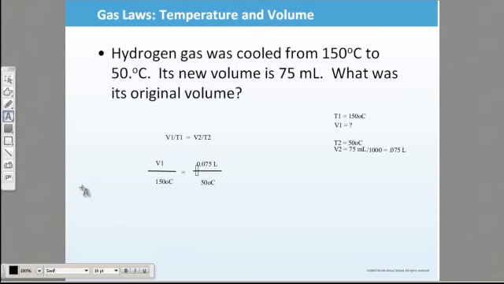All right, so we cross multiply. So we're going to have 50 degrees C times V1 equals 0.075 liters times 150 degrees C. Oop, my decimal did not show up in there. There we go.